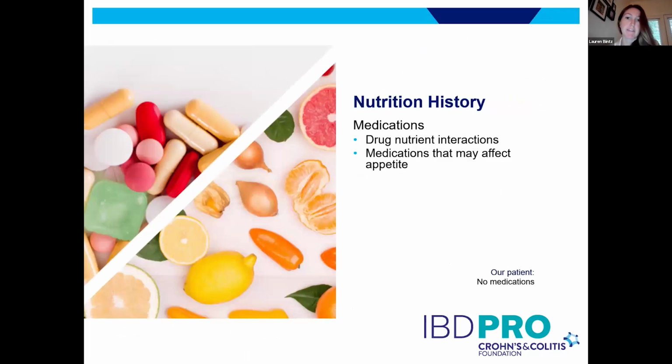Another part of the history is looking at the medications that a patient's on and any drug-nutrient interactions, and medications that may affect appetite as well. Our patient was on no medications, so this was not really of interest, or didn't really apply in this case.